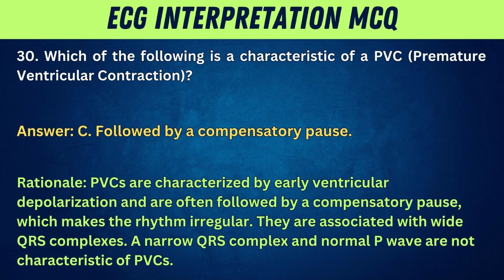Rationale: PVCs are characterized by early ventricular depolarization and are often followed by a compensatory pause, which makes the rhythm irregular. They are associated with wide QRS complexes. A narrow QRS complex and normal P wave are not characteristic of PVCs.